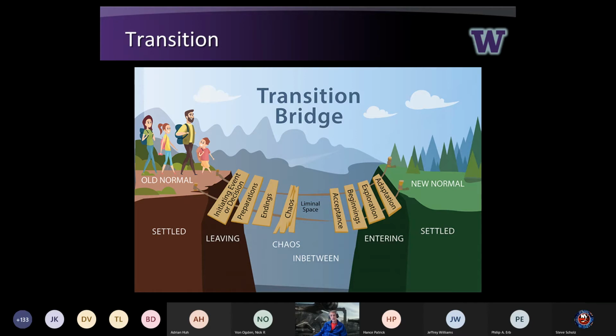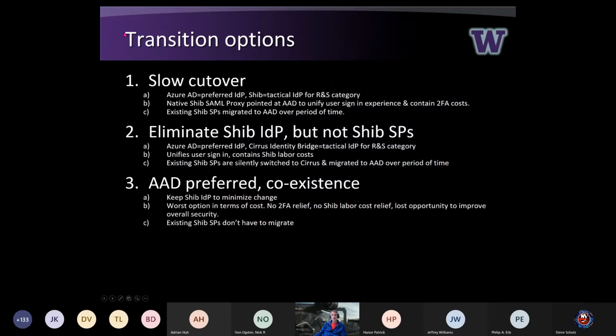So let's talk about transitions. It's a little bit nerve-wracking. There's really three options that we've been talking about. This sort of slow cutover scenario, where over time we move our existing relying parties over to Azure AD, and there's some benefits to that. There's this, let's just get rid of the Shib IDP, which really is the Cirrus Identity Bridge option. And then there's this sort of coexistence, where you keep both of them for some period of time, longer than the short term, but Azure AD is preferred.